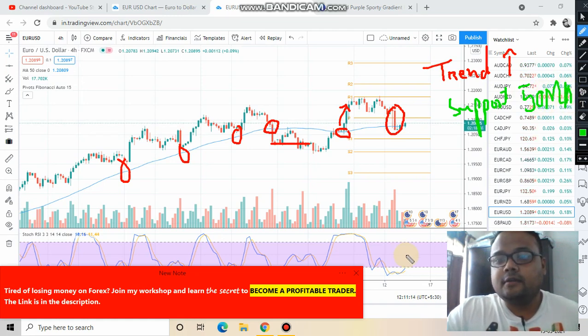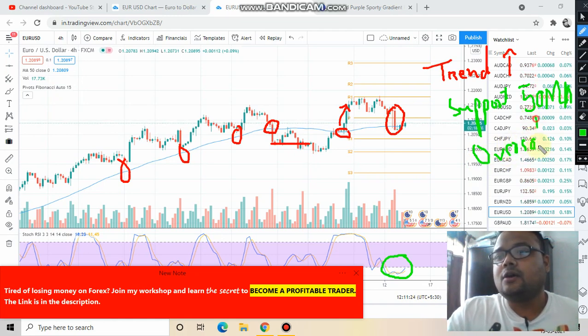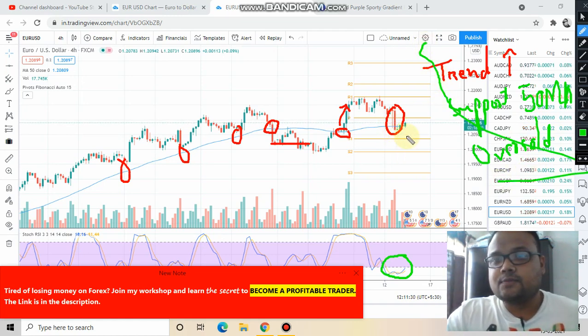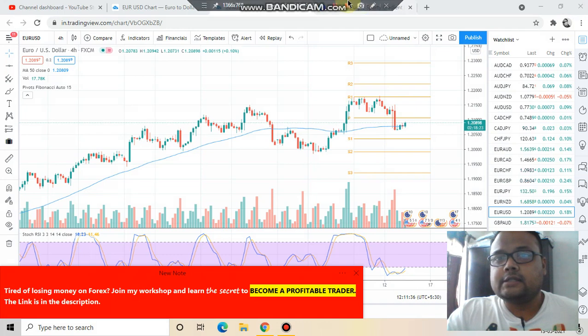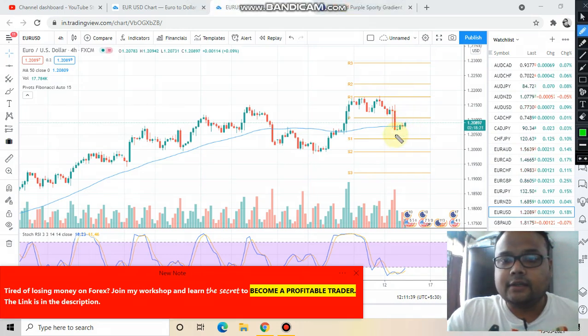And if you look at the stochastic RSI, we can see that the market is in the oversold zone, and almost ready to go up. So considering all these factors, I'll say that you can take a small risk right now. You can just go for a buy order here right now, and your stop loss will be here.